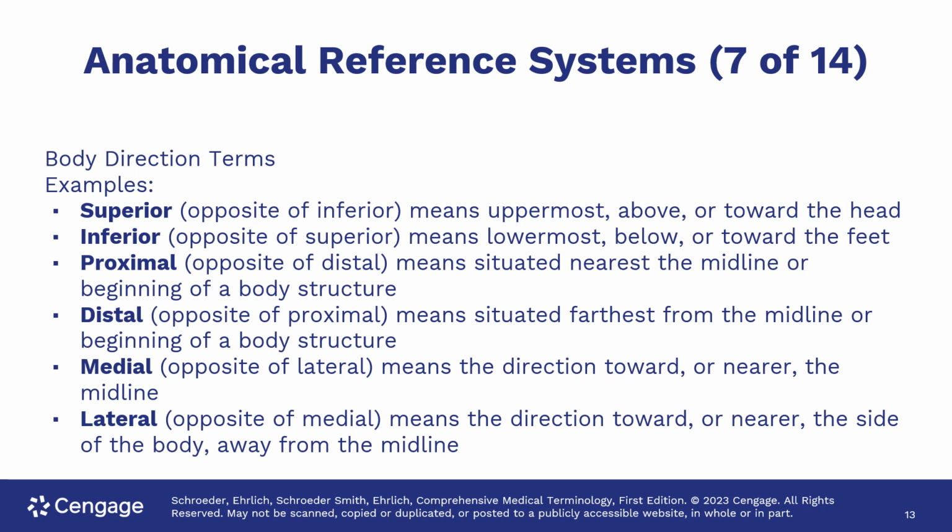Here are the body direction terms, some more old married couples. So superior is the uppermost or towards the head. Think of it as something superior that is elevated. Inferior is towards the feet or the lowest. Think of things that are beneath you, that are inferior.